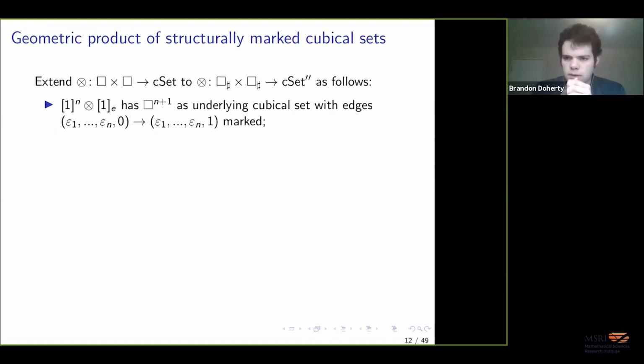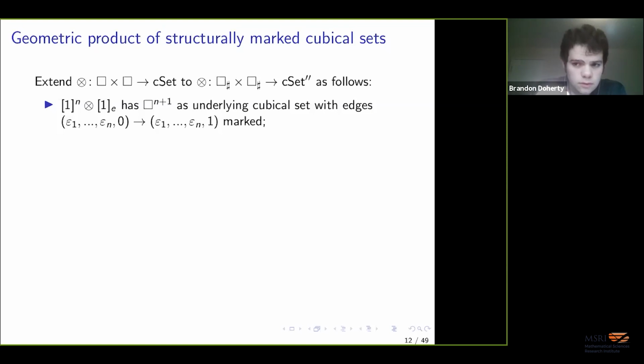So now, in the same way as we have the geometric product of cubical sets, we also have a geometric product of structurally marked cubical sets. To define this, first we take the monoidal product on the box category and extend that to box lower sharp to get a map into C set double prime. What we need to do then is define what the monoidal product of this new object, 1_e, will be with all the objects in the box category, in box lower sharp, I mean.